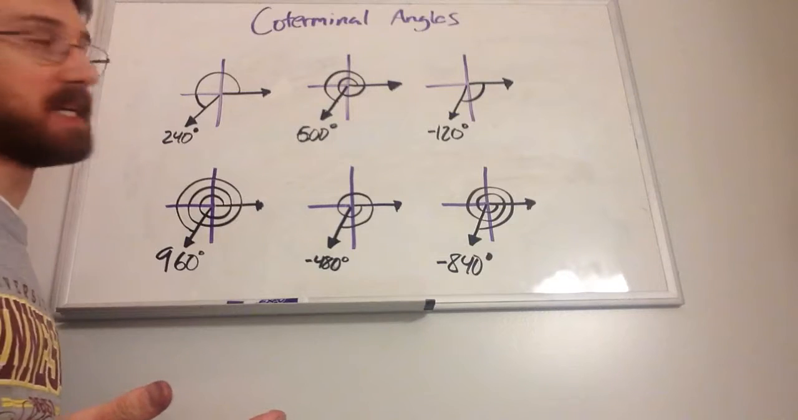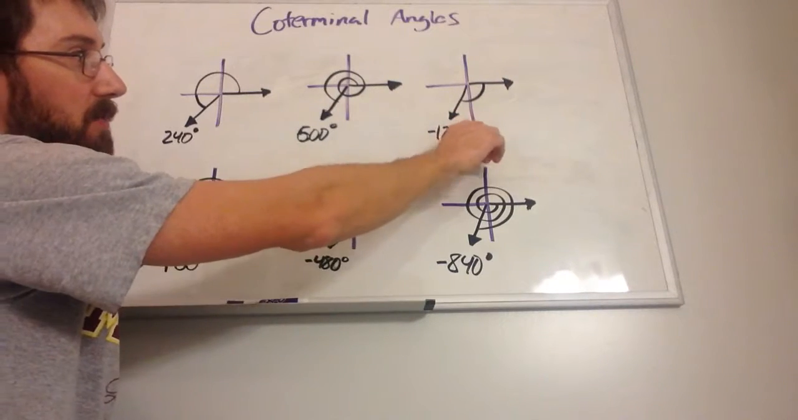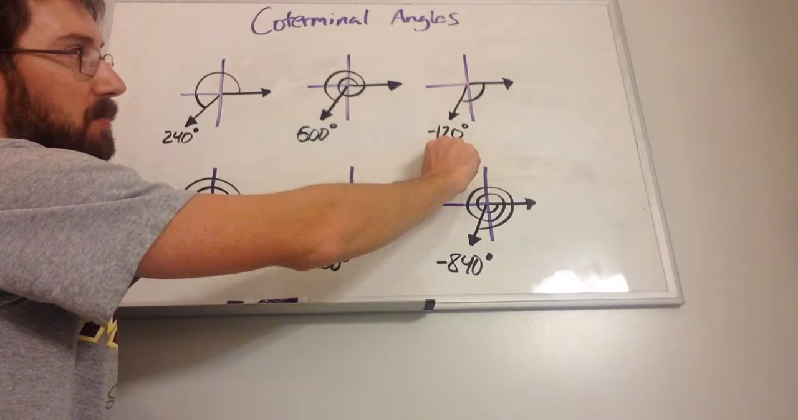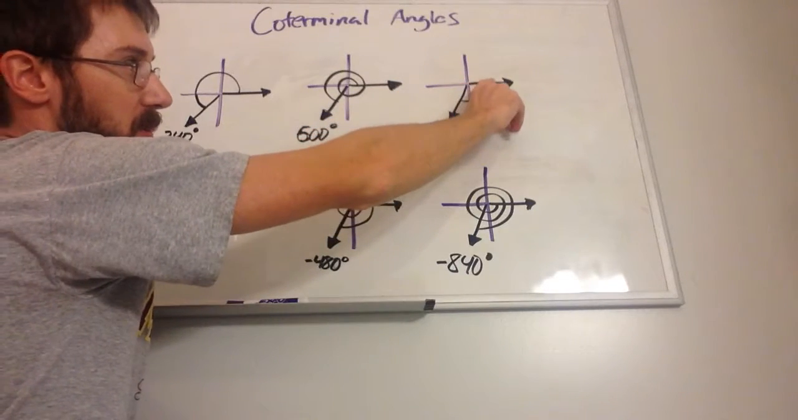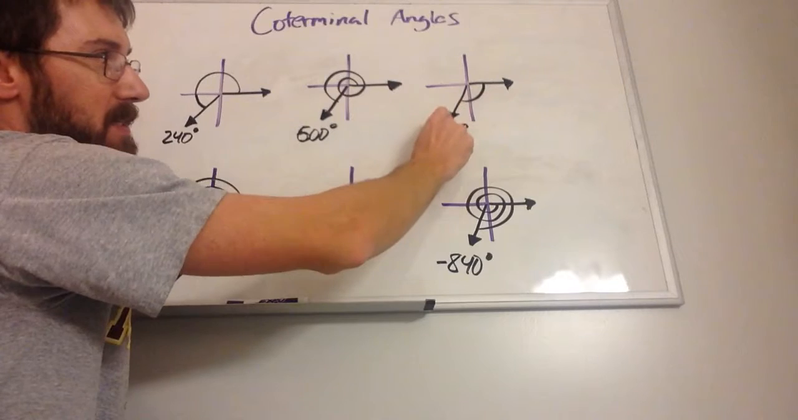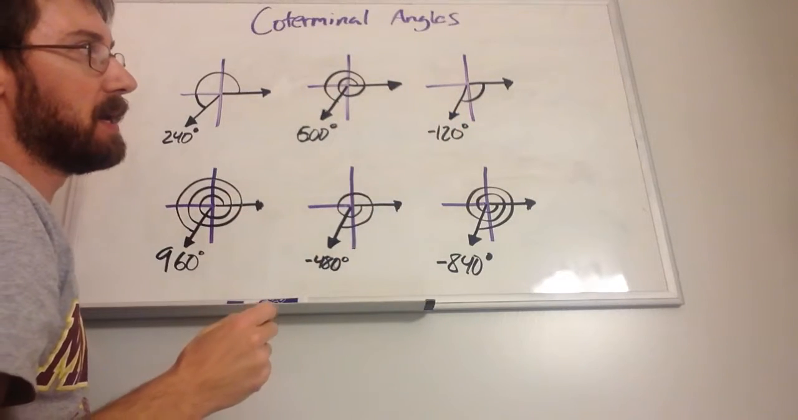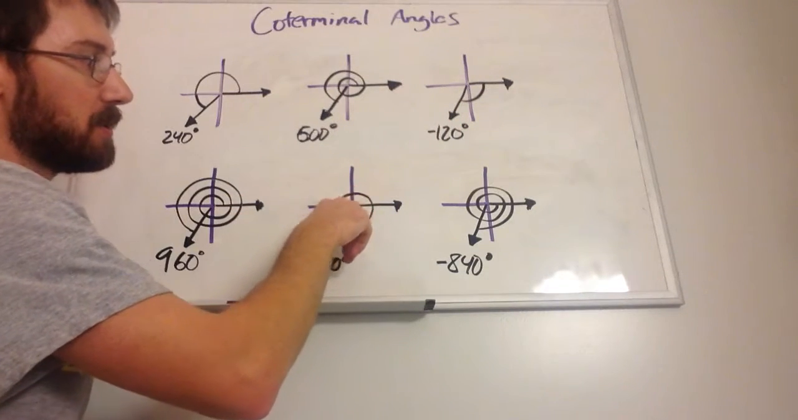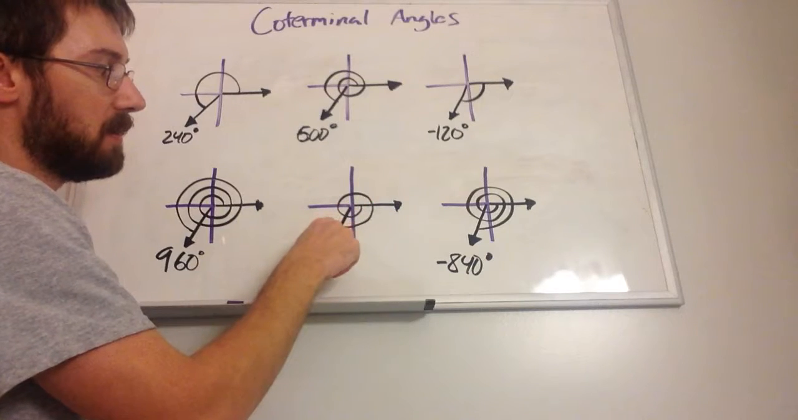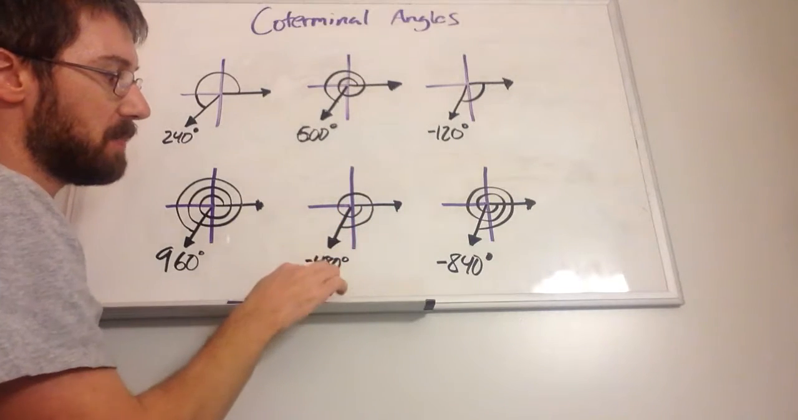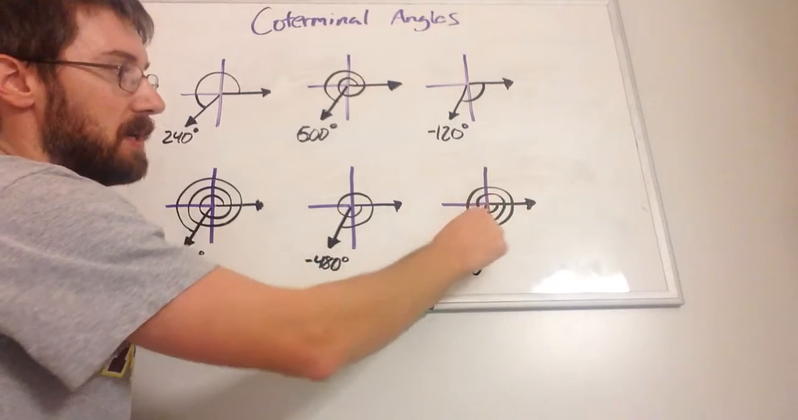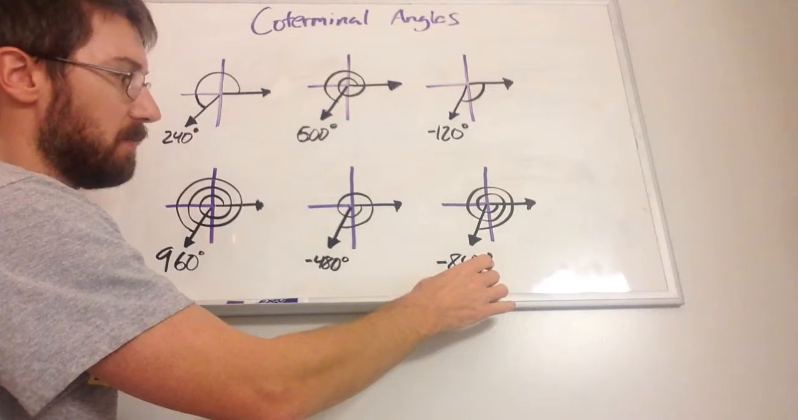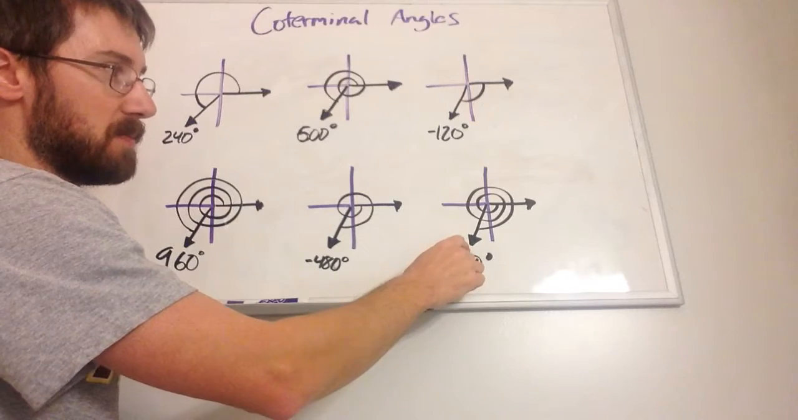Coterminal angles can be negative as well. Over here we've got negative 120 degrees. Well, instead of going 240 degrees around in a positive direction, this one goes negative 120 and ends in the exact same spot. And I can go an additional turn around and end up in the same spot going negative 480 degrees. Or I can go 2 turns and end up at negative 840 degrees in the exact same spot.